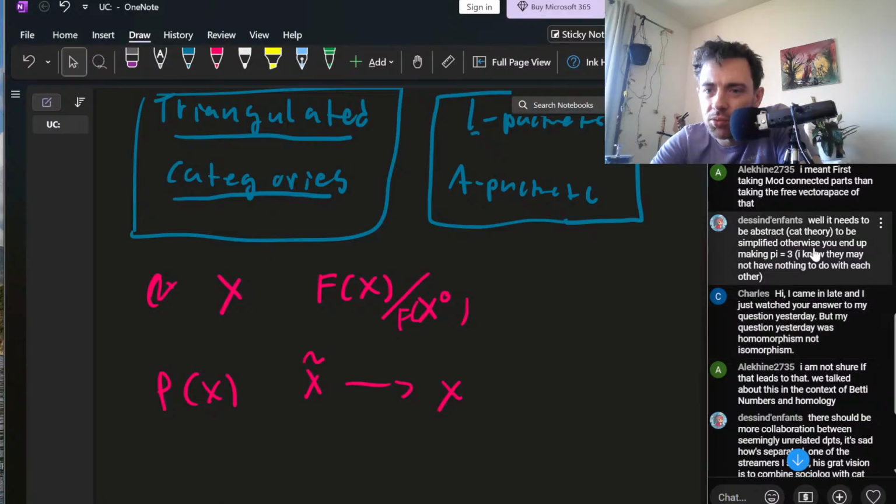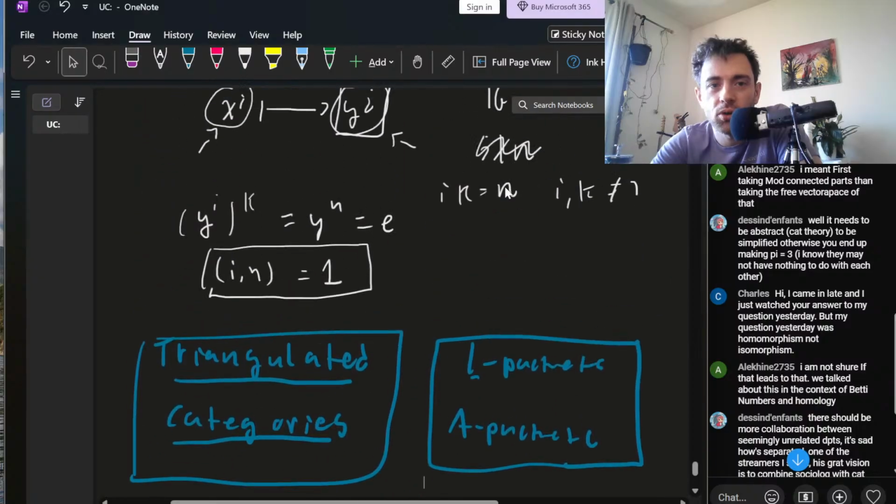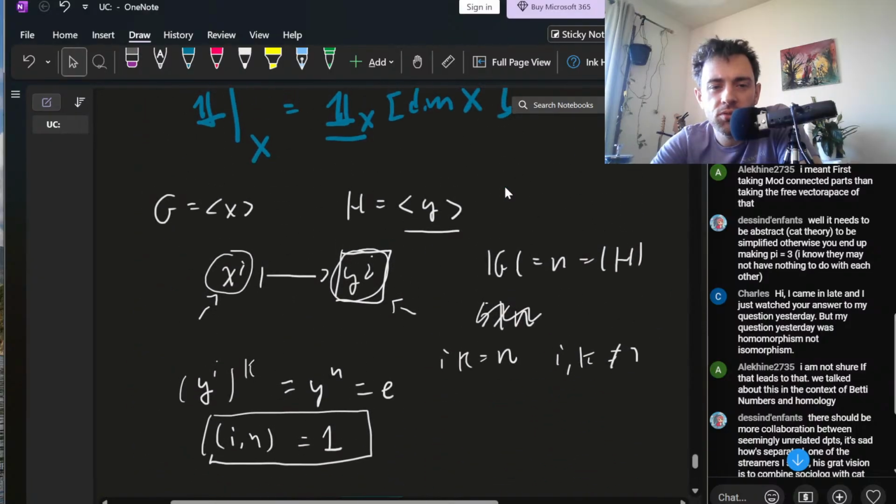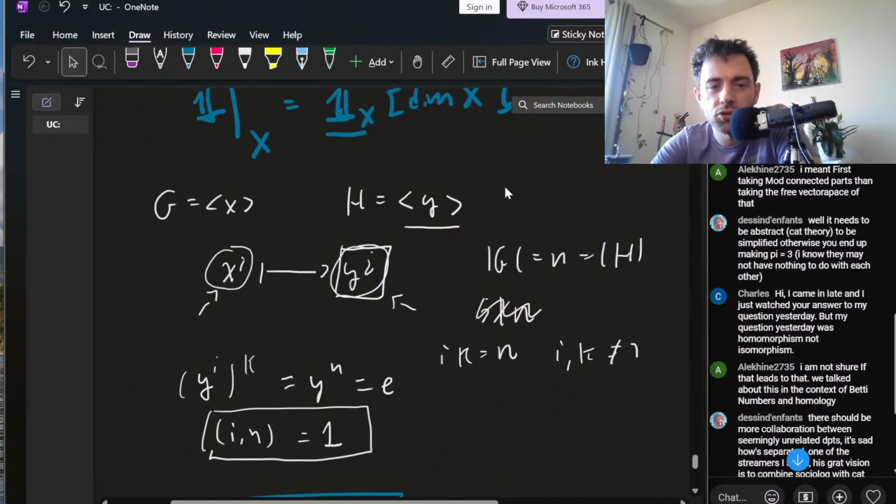Well, it needs to be abstract to be simplified. Otherwise, you end up making pi equals 3. Yeah. Hey, Charles. Good to see you here. You watched the answer. Awesome. But your question yesterday was about homomorphisms, not isomorphisms. Oh, okay. Well, so I believe homomorphisms should still preserve order.